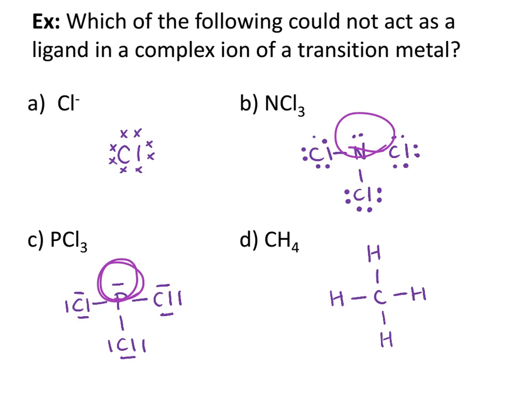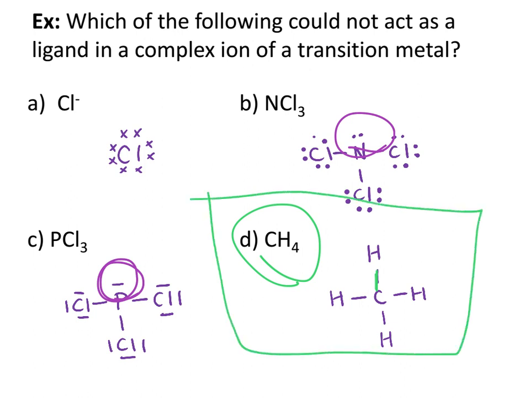Where we really don't have any options, like nothing to donate whatsoever, is in the CH4. All the electrons are trapped up in these single pairs. So what are we going to have available to donate? You don't donate bonded pairs. There's no lone pairs here. So the only thing that absolutely could never act as a ligand is the methane, the CH4.